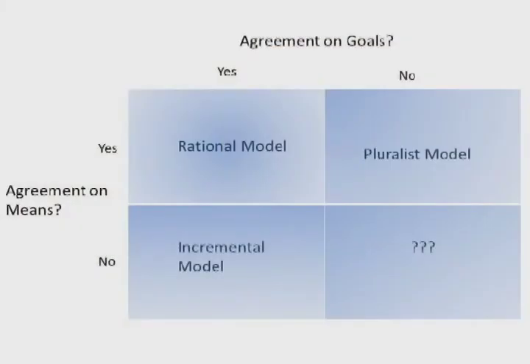Now, what happens if we don't have agreement on goals to begin with, where people need to come together and bargain and negotiate and compromise on what should be the direction that we move into? Well, that would be probably a good example of where the pluralist model is coming into play, where people are engaging in coalitions, building coalitions, trying to push their views on what we should do. This is basically a case where we may have agreement on how to get there. If we could only agree on the goals to begin with, then the pluralist model would come into play.